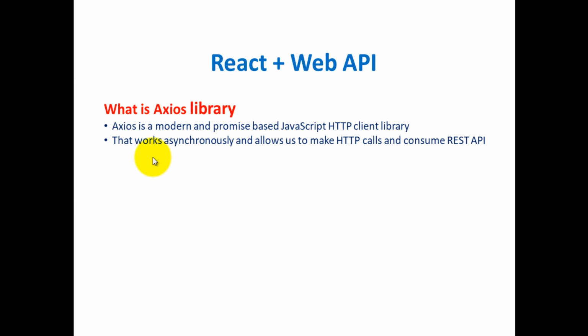So guys, what is the Axios library? Axios is a modern and promise-based JavaScript HTTP client library that works asynchronously and allows us to make HTTP calls and consume REST API.